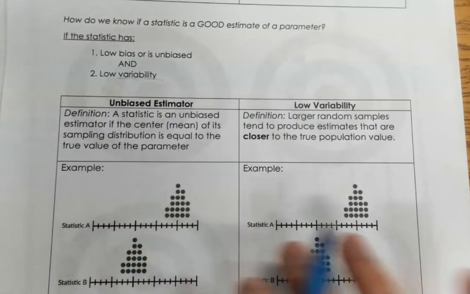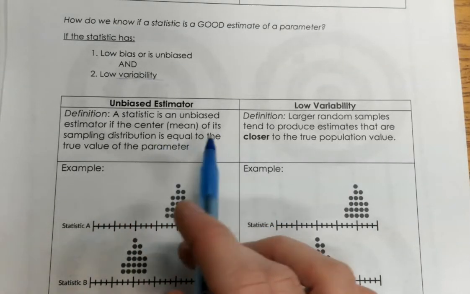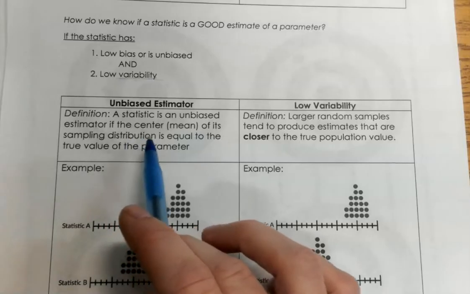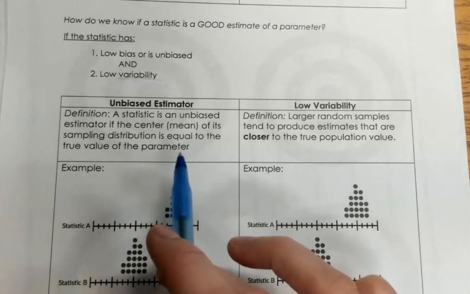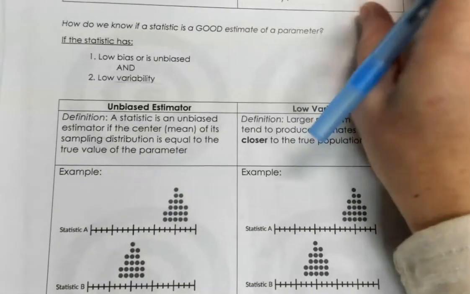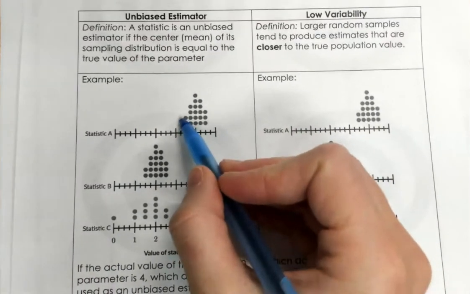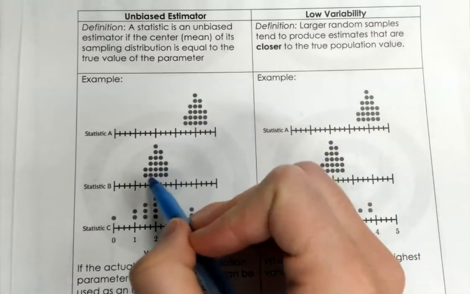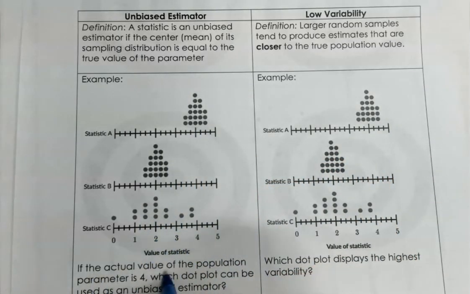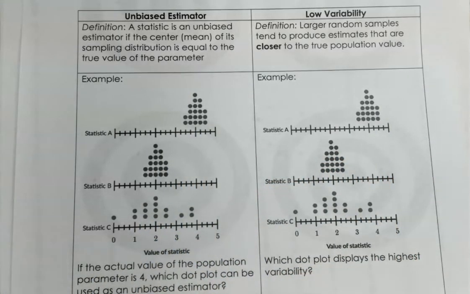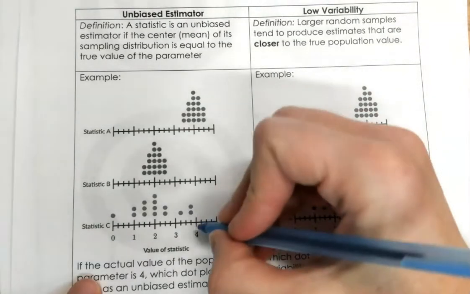Alright, so here are the two different things we're looking for. A statistic is an unbiased estimator if the center of the sampling distribution is equal to the true value of the parameter. So looking here, I've got three different statistics: statistic A, statistic B, statistic C. These are different sampling distributions, right? If the actual value of the population parameter is 4, which dot plot can be used as an unbiased estimator?